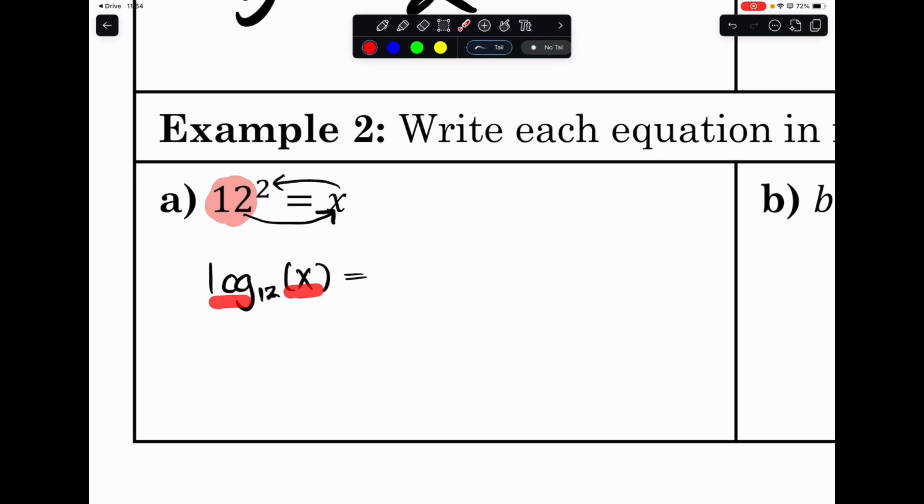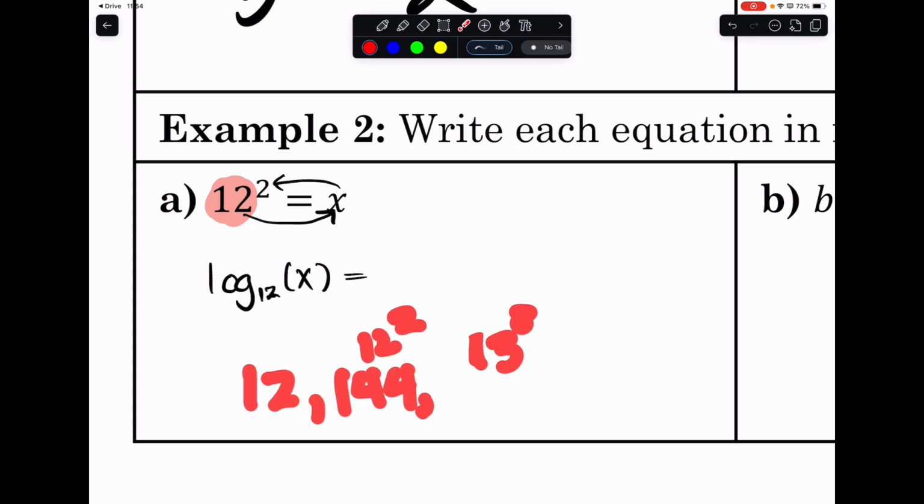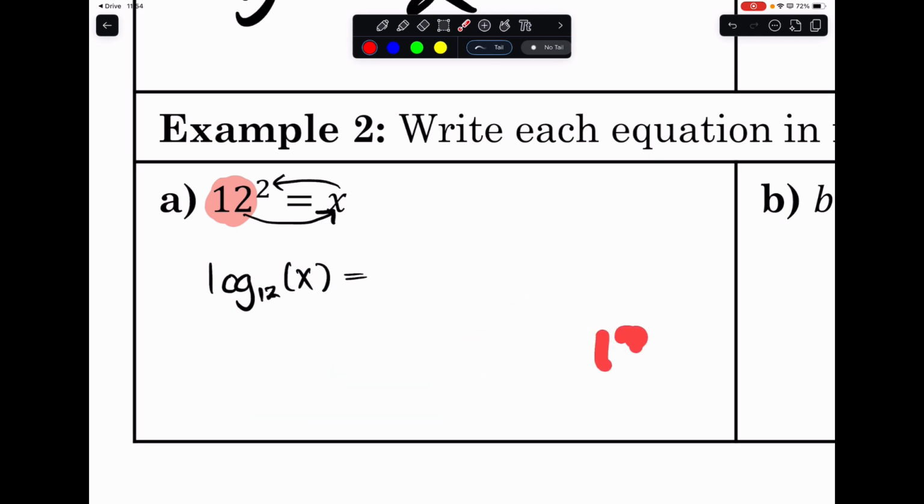The log function of x is the exponent that we have to raise this base, in this situation 12, to in order to get this value of x. So the values of x could be 12, 144, because 12 to the second power, then 12 to the third power, whatever that number is, and 12 to the fourth power. Those are possible values for x, which in this situation would have to be 2. So log base 12 of x equals 2 is equivalent to that right there.